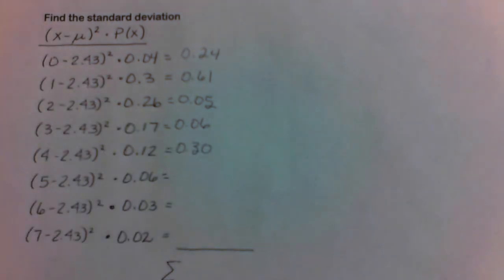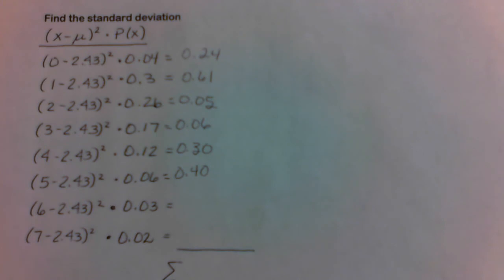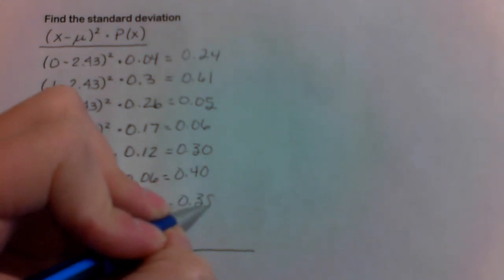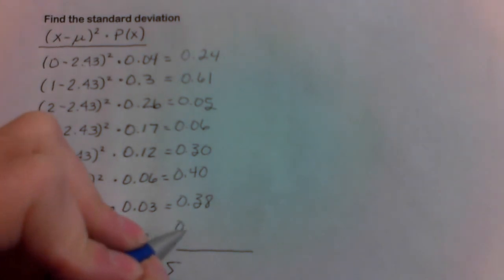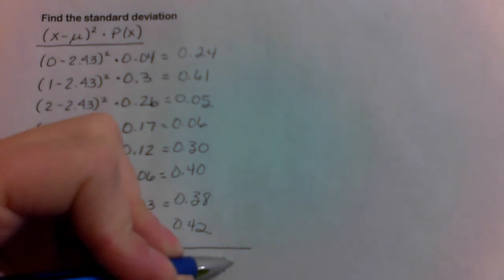So the next one is 0.05, and then we get 0.06, 0.30, 0.40 or 0.4, you don't have to put the 0, I just went ahead and went 2 decimal places out, 0.38, and then the last one is 0.42. Now that's taking x minus mu squared times p of x for each of your random variables. Then you need to do this summation, which means add all of these numbers up, and when you do, you get 2.46. Now here's what you need to be careful.